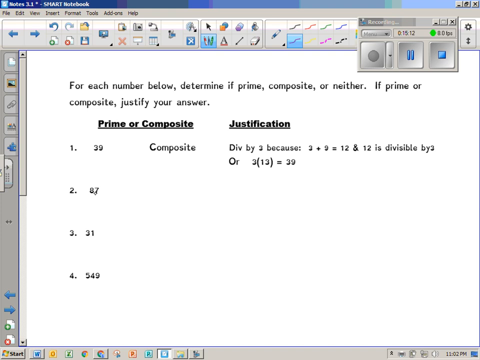When I look at a number right off, just because it's not in your multiplication tables doesn't mean that it's prime. You know it's odd, so it's not divisible by 2. The next thing you would always try is to see if it's divisible by 3. Well, 8 plus 7 equals 15, and 15 is divisible by 3. So I'm just going to write over here, divisible by 3. That makes it composite. I'll just put a C there.